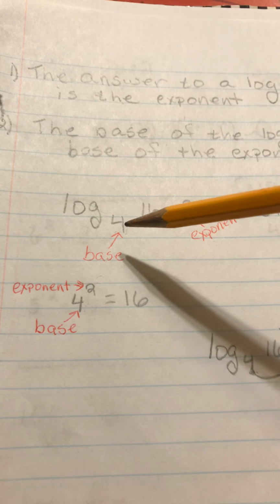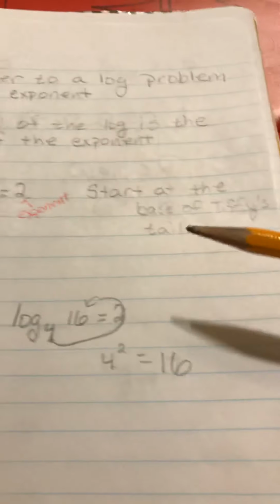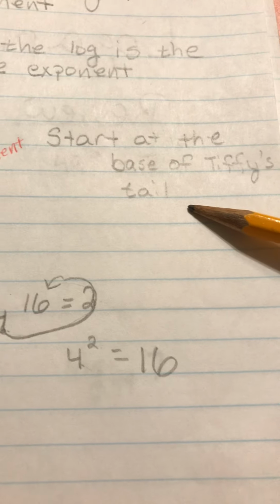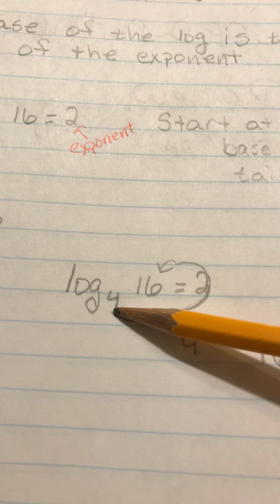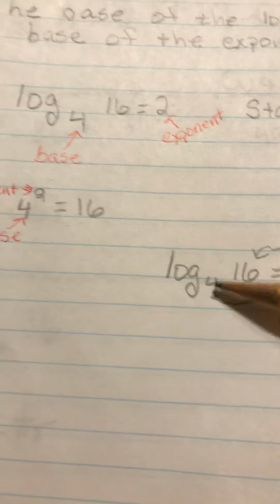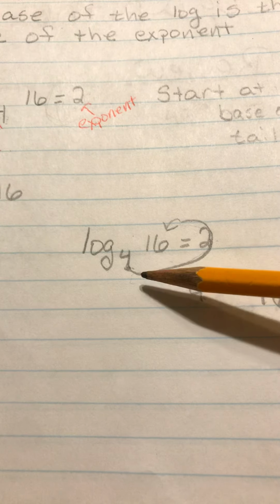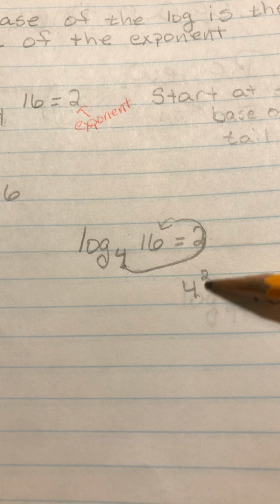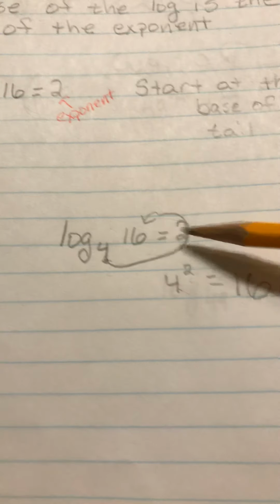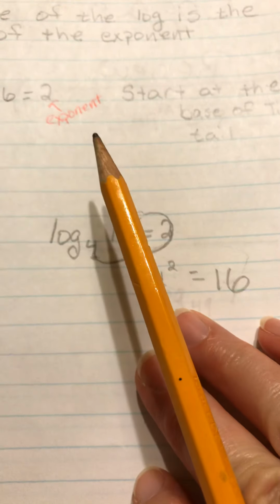We went from here to here with Tiffy's tail. We always start at the base of Tiffy's tail, which is right here. The base of Tiffy's tail is the base of the log, so that makes it 4. The answer to a log problem is always the exponent, squared. Grab your equals, and then 16. Hopefully that's quick and easy.